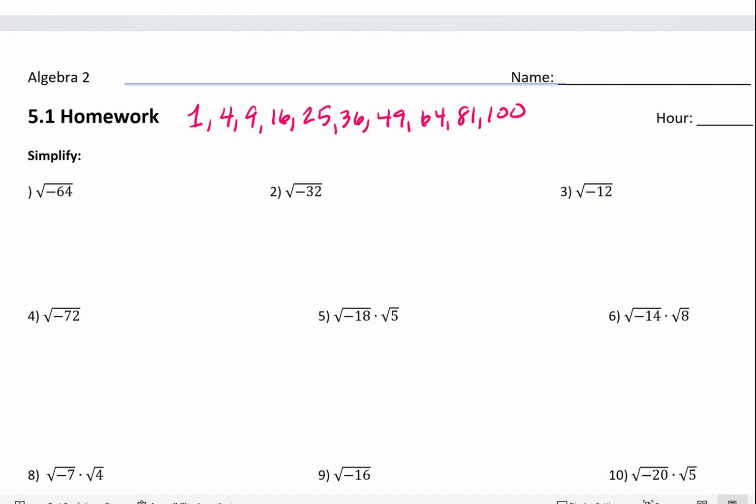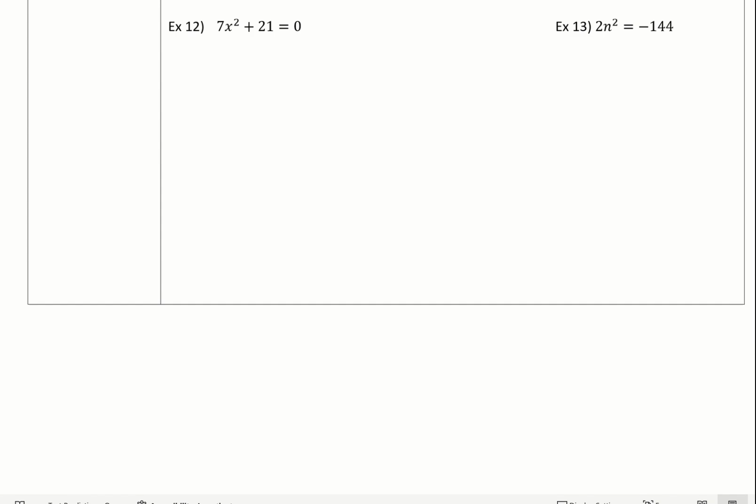I think 36 actually divides into one of them. So make sure you're using the largest square root that you can. Like, for instance, on number 2, 32 is divisible by 4, but it's also divisible by 16. So this one would be better to break down to root 16, root 2, root negative 1, and then do your breaking down of those. So be careful. Use the largest square root.